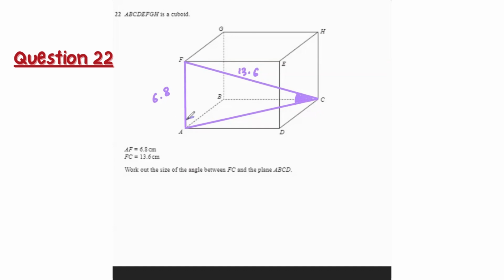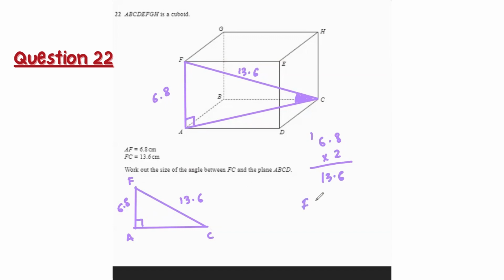So as you can see, this is a 90-degree angle over here. So that's a right angle triangle. So if we draw the right angle triangle separately, 6.8, this is F, this is A, this is C, and this is 13.6. 6.8 times 2 is basically 13.6, which means FC is twice of AF. Remember this special triangle?